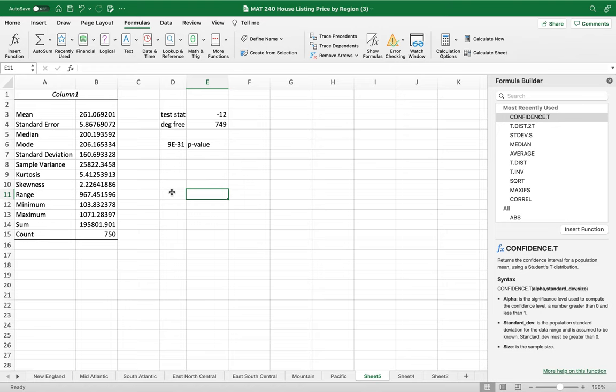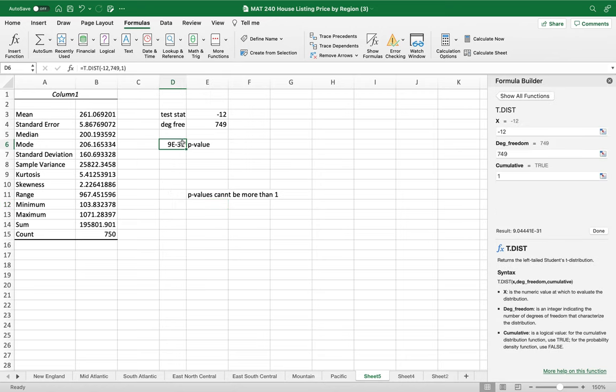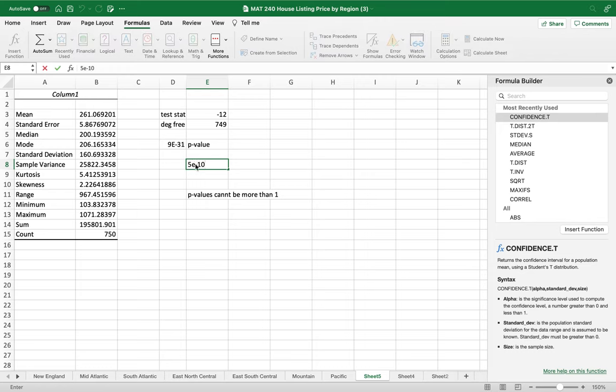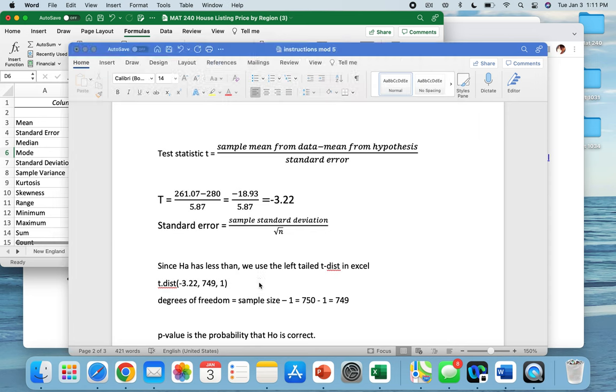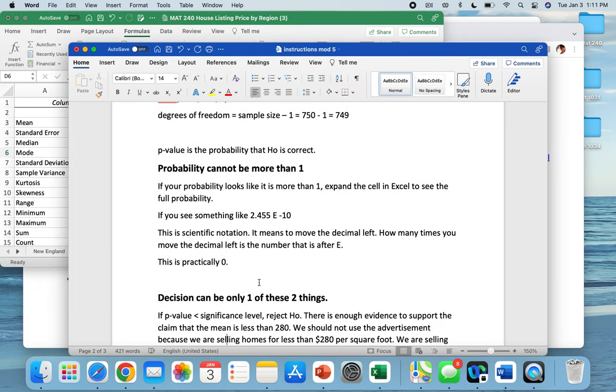P-values cannot be more than one. That e minus 31 means move the decimal left 31 times. If you have 5e negative 10, you would move the decimal left 10 times. Anything with this e negative is pretty much zero. Okay, let's go back. So here's what I talk about for the p-value again. It can't be more than one. An easy way to think about it is the p-value is the probability that H0 is correct. So it cannot be more than one.